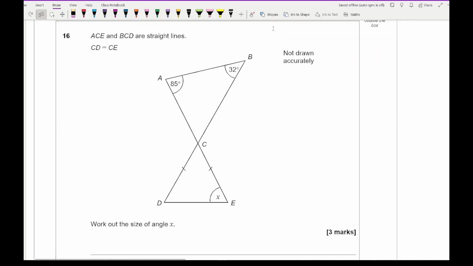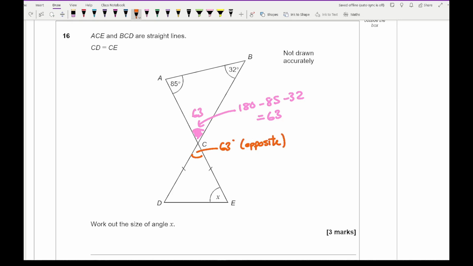Moving on to question 16, it says that ACE and BCD are straight lines. CD is equal to CE, and it's asking us to work out the size of angle X. Well, the first thing we want to work out is this angle here. We can work that out because angles in a triangle add up to 180, so that's going to be 180 minus 85 minus 32, which gives us an answer of 63 degrees. Now this angle here is also going to be 63 degrees because it is an opposite angle.